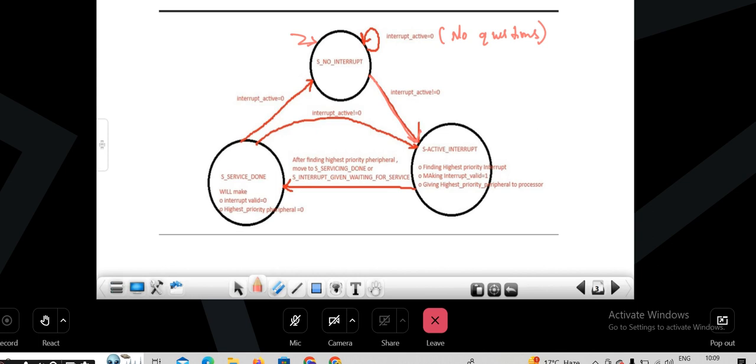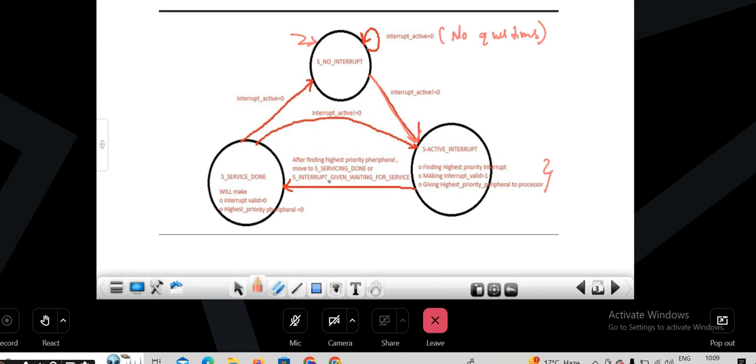Now imagine each state, what we are doing. In the first state, if there are no interrupts, it remains in the same state. If there are interrupts, it goes to the next state. The next state is the interrupt active state. Interrupts are made highest priority, then valid is made equal to 1. Then these requests are given to the processor. So once it is given to the processor, it is waiting for the service. Correct?